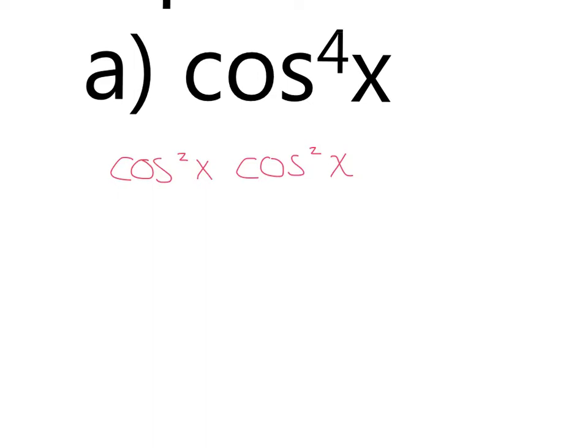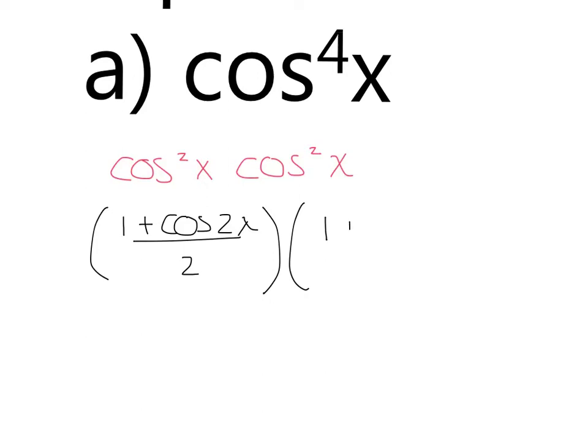Alright, and now here I can clearly see that I can do another substitution. I could substitute this with my power reducing formula that was on the previous slide. And that's going to be 1 plus cosine 2x over 2, times 1 plus cosine 2x over 2. Alright, and then what I'm going to do is pull out the fraction. I see 1 over 2 times 1 over 2, don't you? The 2's in the denominator. So that's 1 over 4. I'm pulling out that fraction temporarily.